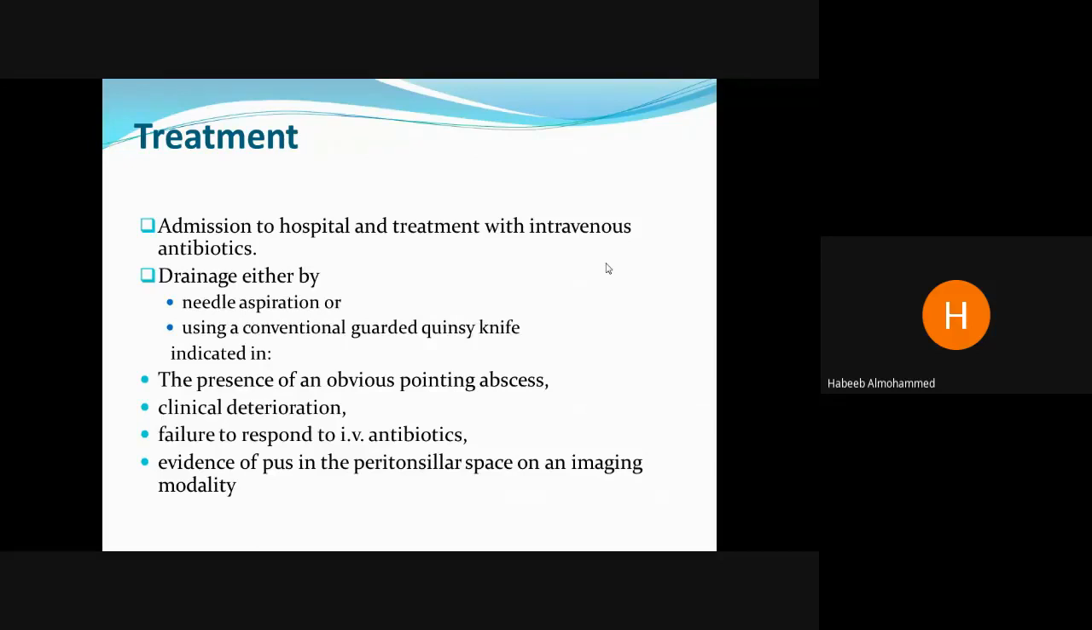Indication of surgery: clinical deterioration, or the patient presented with frank pus formation on CT scan or on immediate aspiration, failure to respond to intravenous antibiotics, or evidence of pus in the peritonsillar area based on imaging modalities.